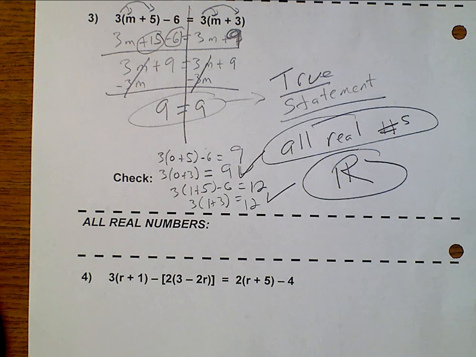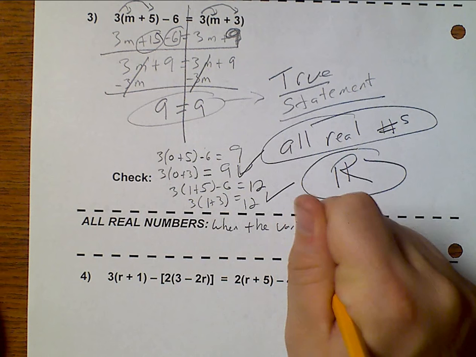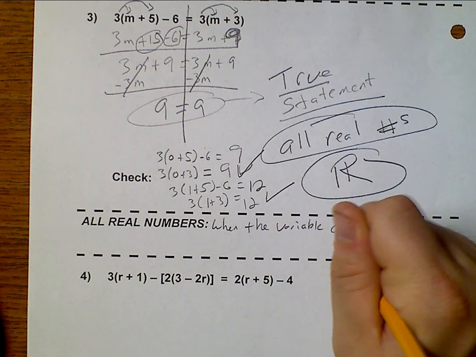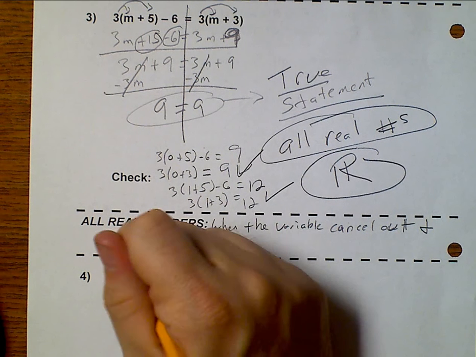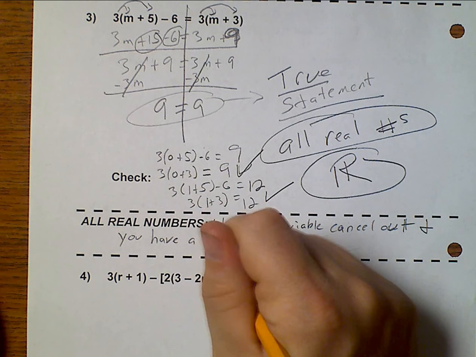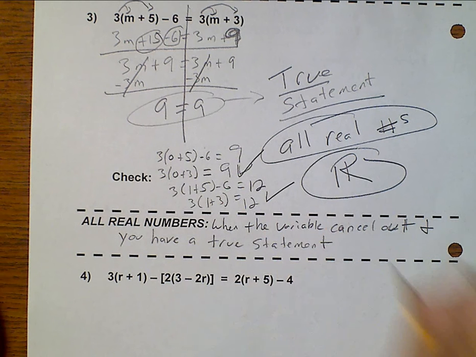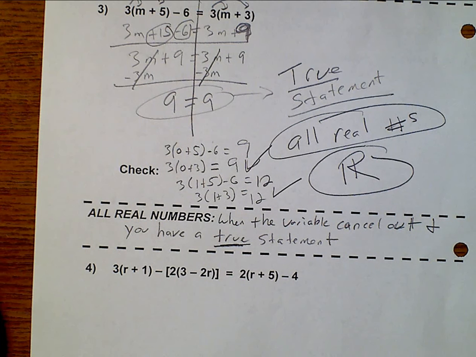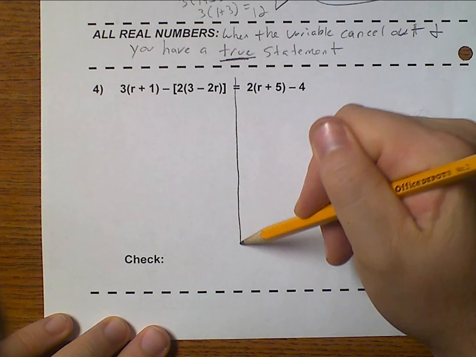Now again, all real numbers are when the variables cancel out and you have a true statement. And so we've seen no solution, we've seen all real numbers. Now we're going to go ahead and do this one. This one seems kind of long. It's alright, we're still going to work through it.